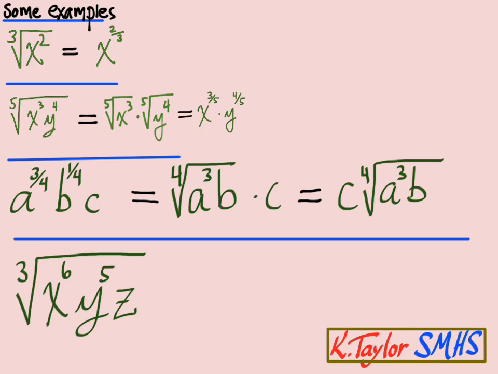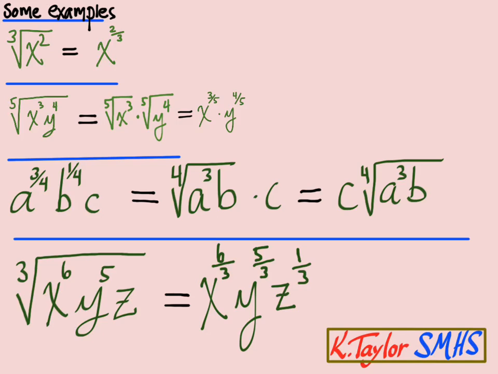Let's take a look at another one, another type of simplifying things. Here's the cube root of three things. So let's just go straight to the exponential form there and write it as x to the 6/3, y to the 5/3, and z to the 1/3.